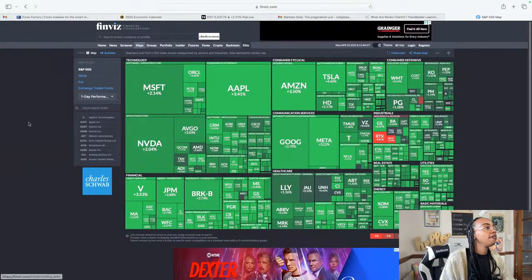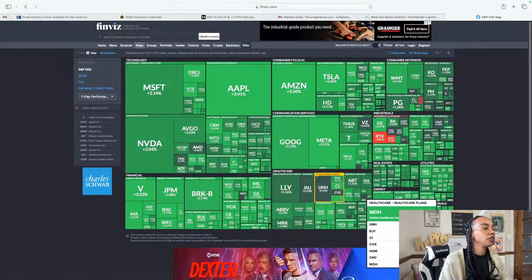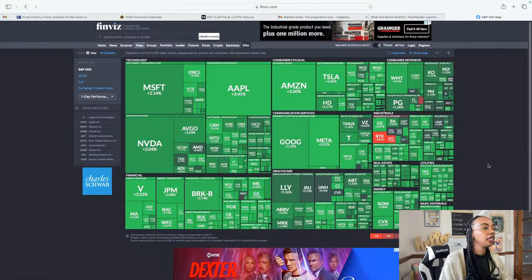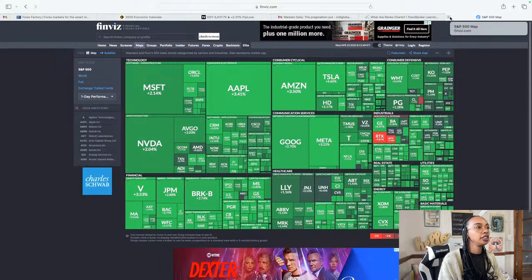Alrighty, so FinViz, our financial visualization. We're just looking at the S&P here. These are all the different stocks and companies basically that make up the S&P 500. So we're looking pretty green today. Let's go ahead and take a look at our news, and then we're going to hop into the charts.